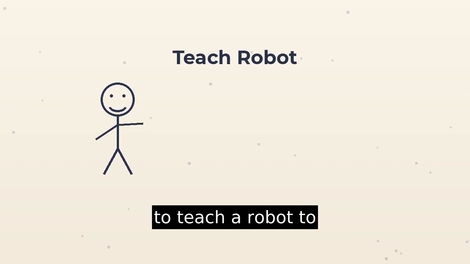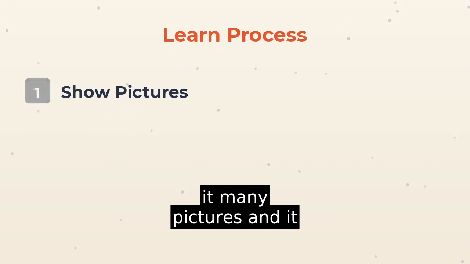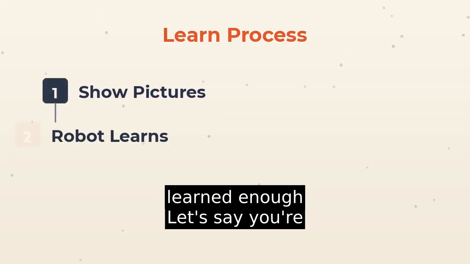Imagine you're trying to teach a robot to recognize different animals. You show it many pictures, and it starts to learn. But how does it know when it's learned enough?